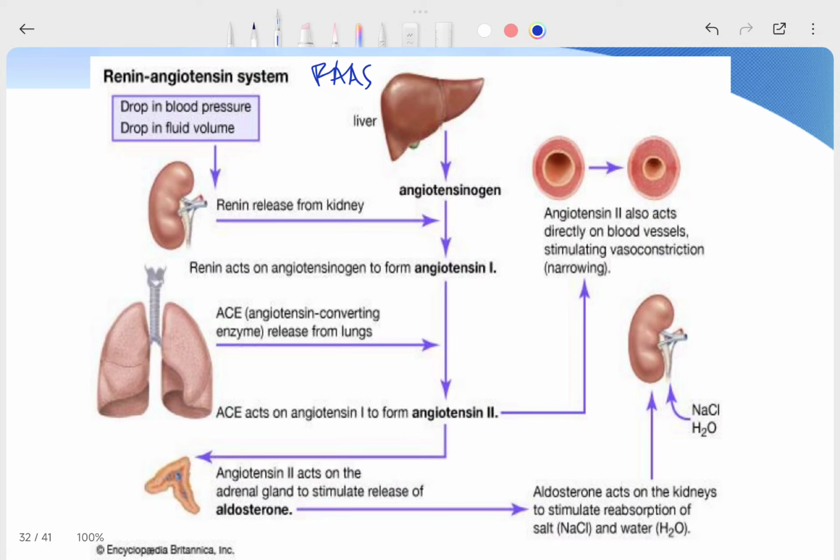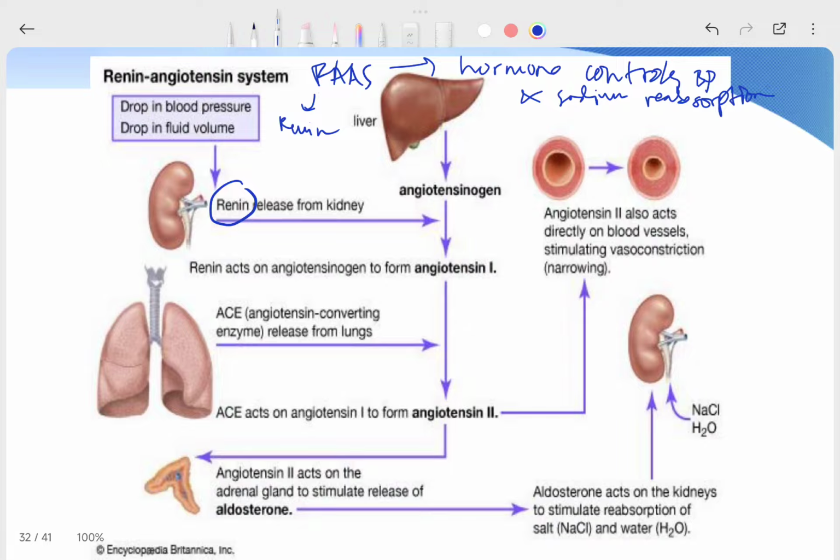What is RAAS? Well, this one is hormones that control the blood pressure and sodium reabsorption. So what happens? If you have low blood pressure or low sodium, your kidneys will release renin. Okay, start with R first. R means renin.